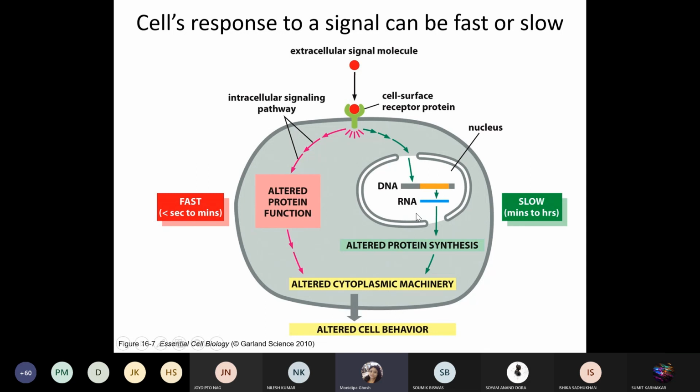But if at the genetic level DNA and RNA have to be modified and alteration in protein synthesis is required, it needs some time, and it takes some time to respond. This is called slow signaling. It takes minutes to hours, and in fast signaling it takes seconds to minutes. Within a minute it gives the reaction, but sometimes it takes some time, where the altered protein, the altered signaling molecule, has to be transcribed and translated at the genetic level, so it needs some time.